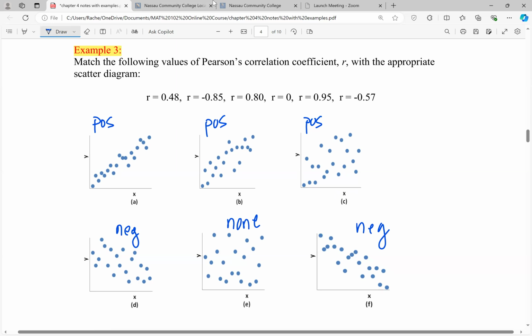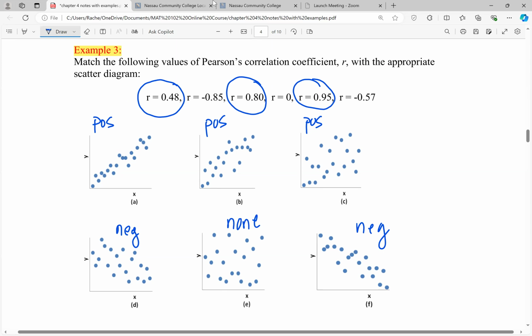So this is just going to help me know what sign my R value should be. So if I have a positive linear correlation, R is going to be positive. If I have a negative linear correlation, R is going to be negative. So I'm just going to start with the positive ones. Let's look at the positive R values. We have R is equal to 0.48, R is equal to 0.80, R is equal to 0.95. Those are the positive R values. Now we need to match them appropriately to the positive scatter diagrams below.